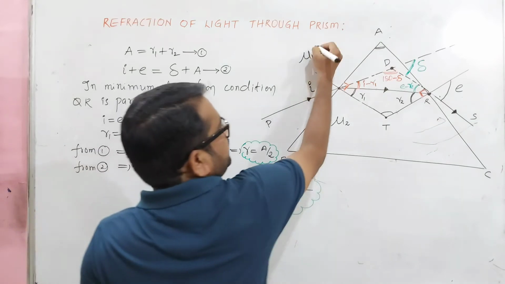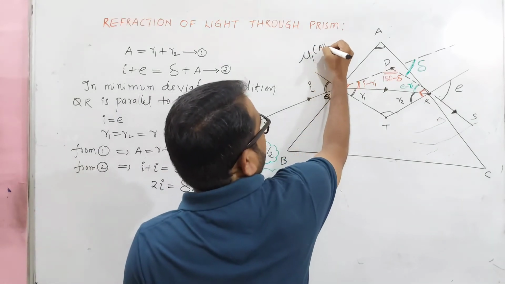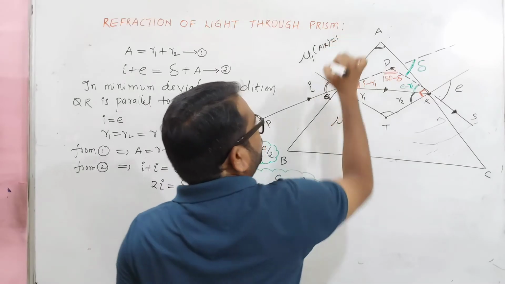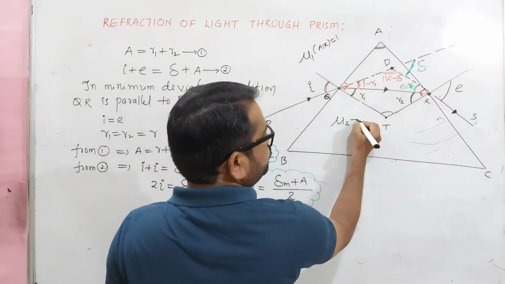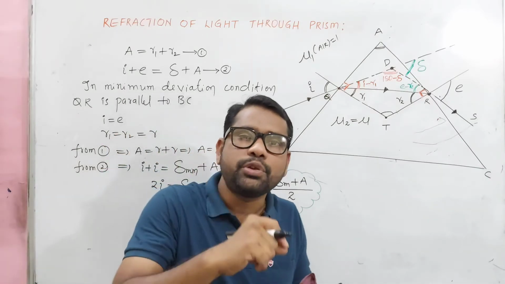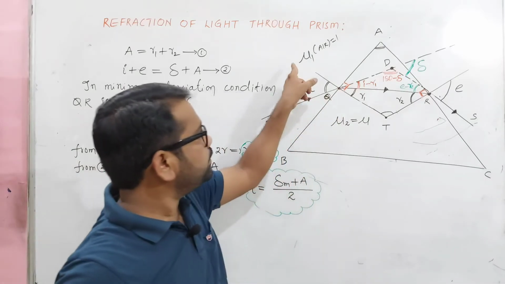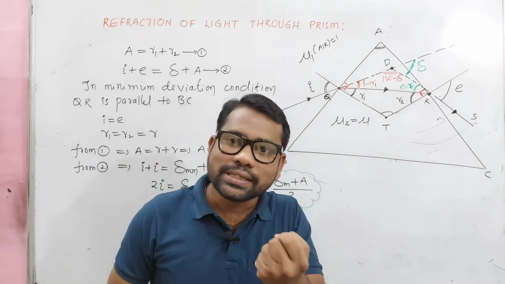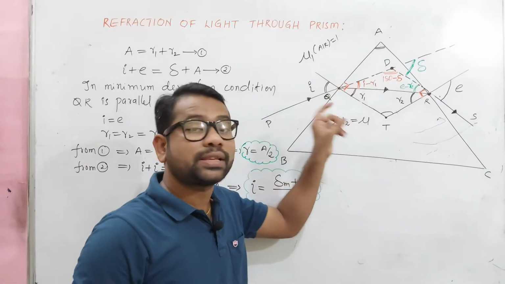Of course, here it is air, so its value is 1 only. So you can take mu2 as mu only, because when two refractive indices are there, you can take mu1, mu2. Anyhow, here the refractive index of the air is 1 only. So let us consider the refractive index of the prism as mu.